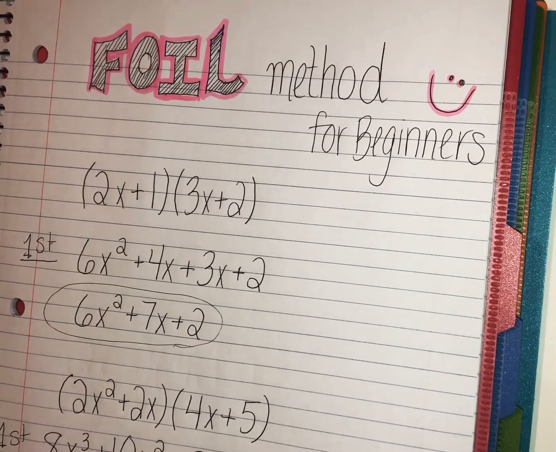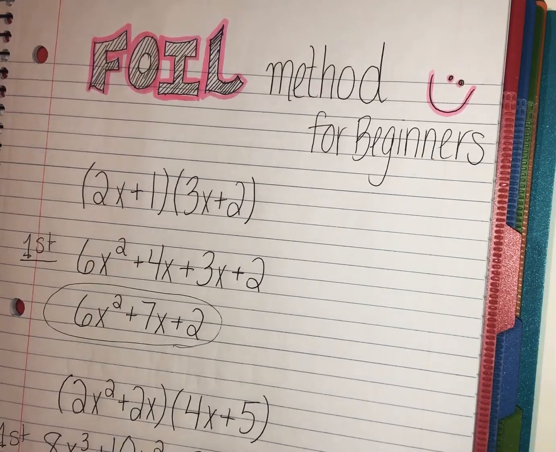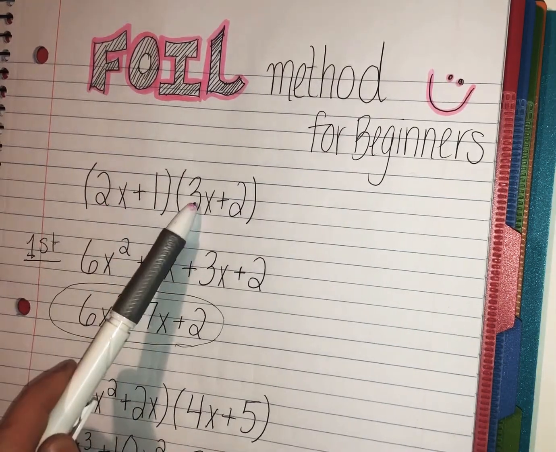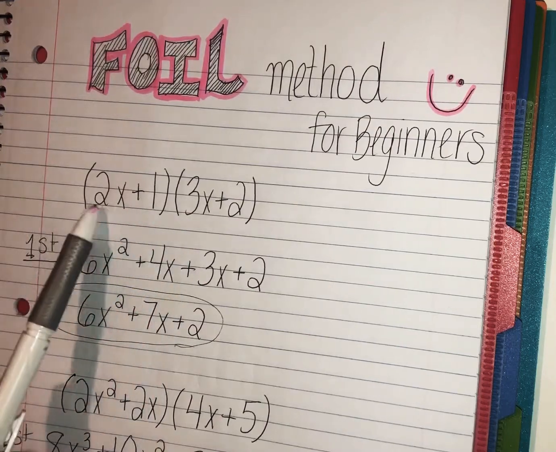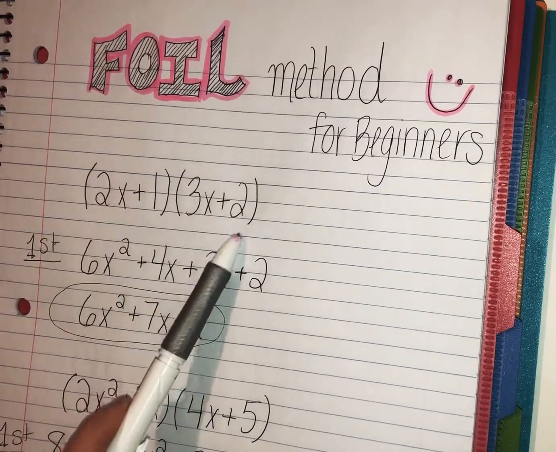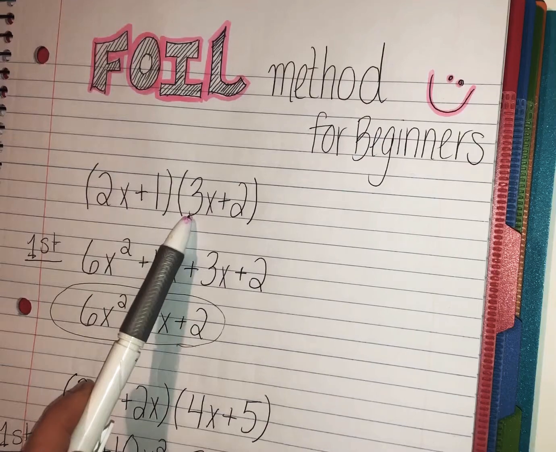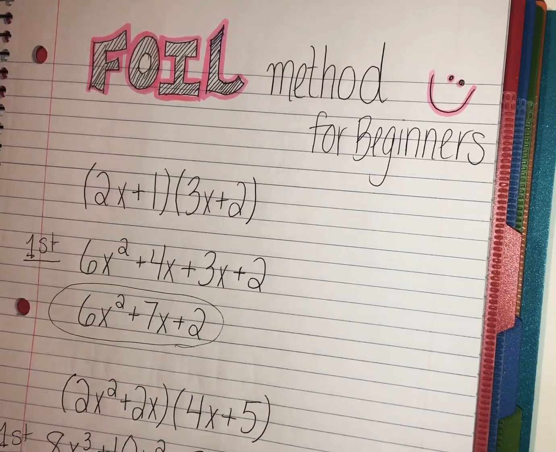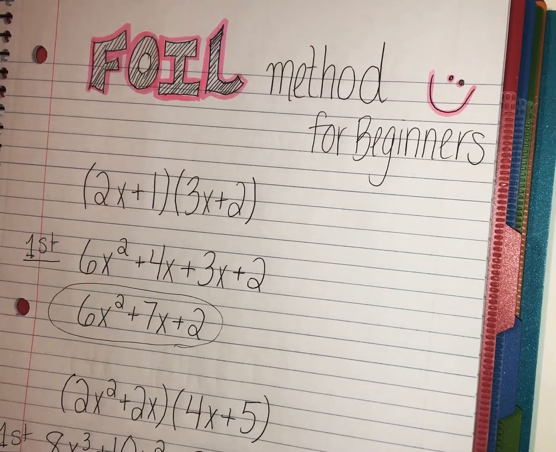Just keep going over the examples, go over this example multiple times, and just do the exact same thing that I did. You do FOIL, you do first, outer, inner, last. First being these two terms, outer being this term, inner being this term and this term, and last being the two last terms. If you just keep going by the way that I did it, you will end up doing it yourself. It'll take practice, but you will get it. Don't get down on yourself.